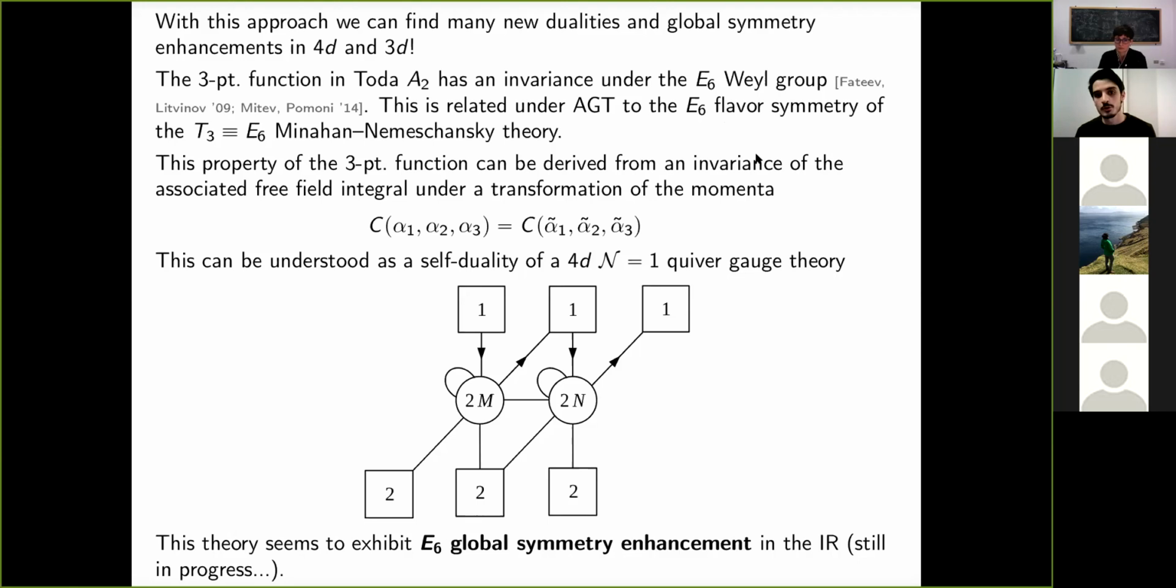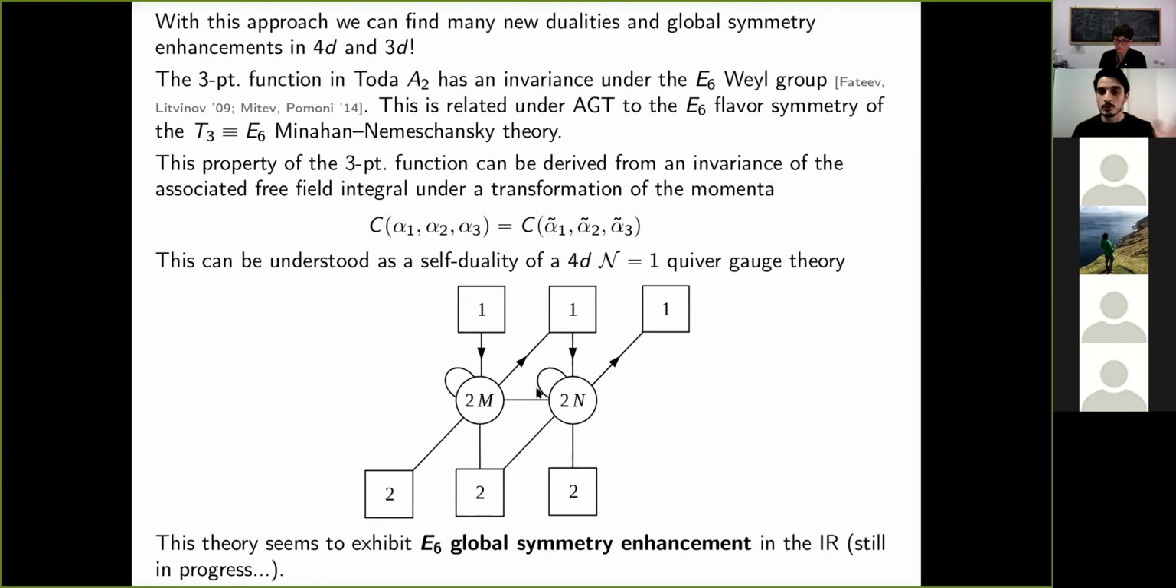But from the point of view of the 3-point function of Toda-2, this invariance was proved by Fateev and Litvinov by using the free field integral representation of this 3-point function. In particular, they managed to prove that this free field integral is invariant under a transformation of the free momenta. Now, applying our strategy, we can look at this free field integral and try to read out of it a 4D N=1 gauge theory. So this is what the 4D N=1 gauge theory looks like.